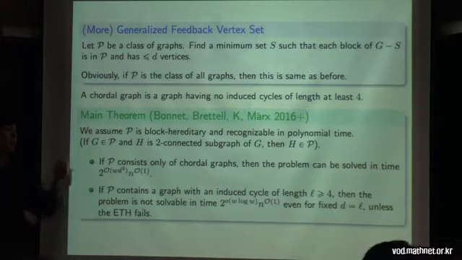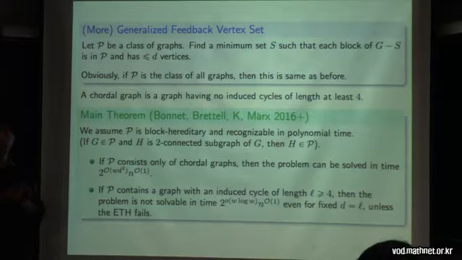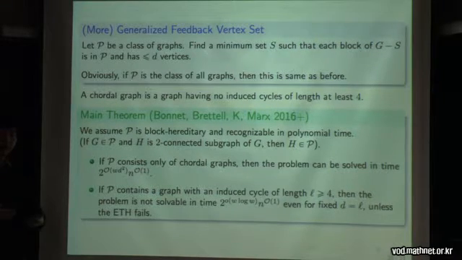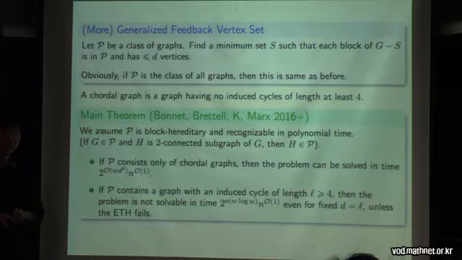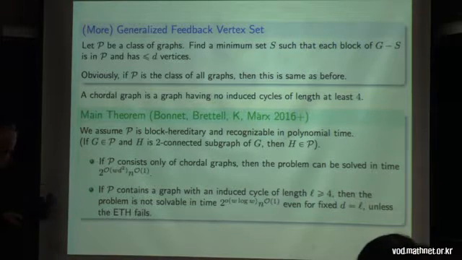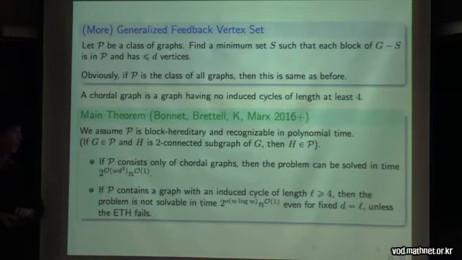Chordal graphs are actually closely related to treewidth, because it is known that a graph has treewidth at most k if and only if it can be embedded into a chordal graph with maximum clique size k plus 1. So that is maybe the reason why chordal graphs really work for this running time. But if you want to have an induced cycle, then this might be a problem.